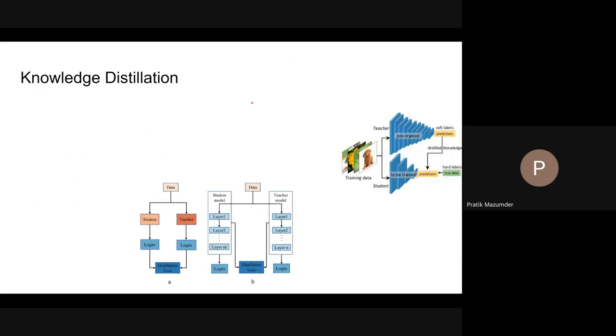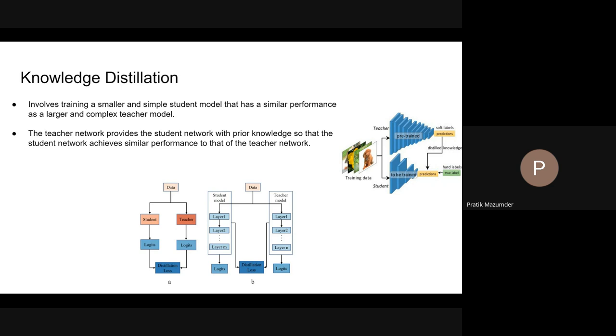The next idea, which we have covered in detail, is compression through knowledge distillation. It involves a smaller, simpler model that has similar performance to a complex and larger teacher model. The student network still trains on the data to perform, say, classification, but the teacher model provides a guiding light, or a soft target, for it to achieve.